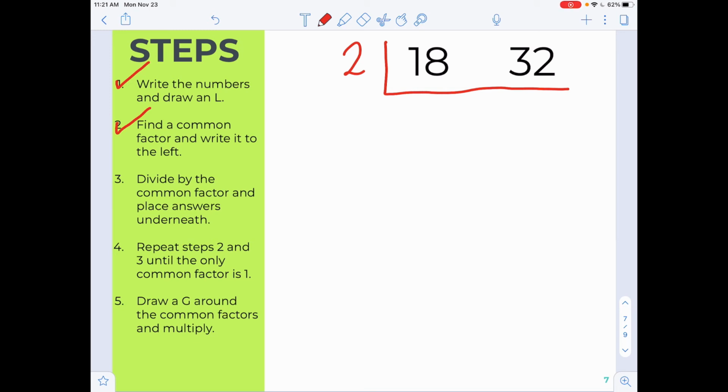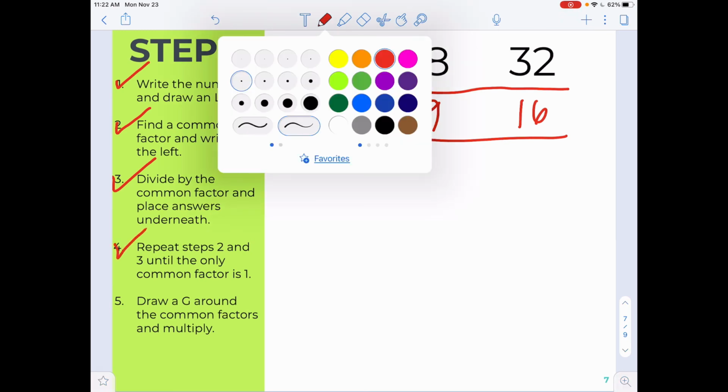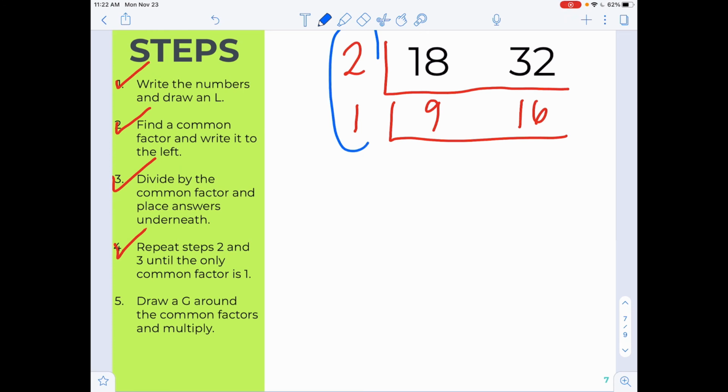Step 3, divide by the common factor and place the answers underneath. 18 divided by 2 is 9, 32 divided by 2 is 16. And I repeat the step until the only common factor is 1. Well, the only number I can divide 9 and 16 by is 1. So I've finished step 4 and I'm on to step 5. Draw a G and multiply. The greatest common factor of 18 and 32 is 2.